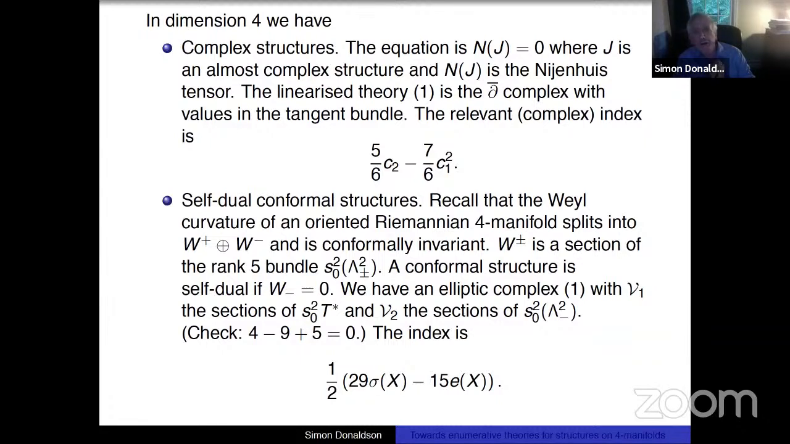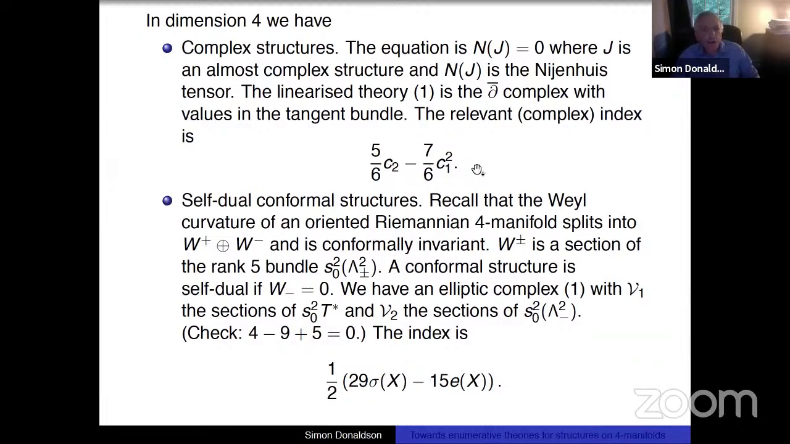Then our linearized theory is, this is very well known, this is just what Kodaira and Spencer did back in the 1950s. This is just a D-bar complex with values in the tangent bundle. And the Riemann-Roch formula gives the relevant index, written as a complex index here, in complex dimensions. So the general pattern is very much like what we had when we were talking about holomorphic bundles over a surface.